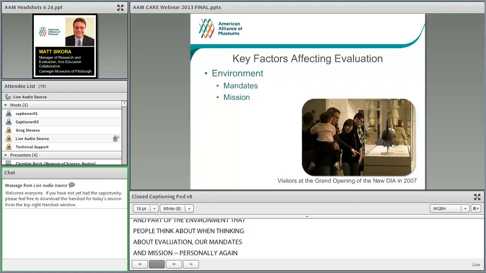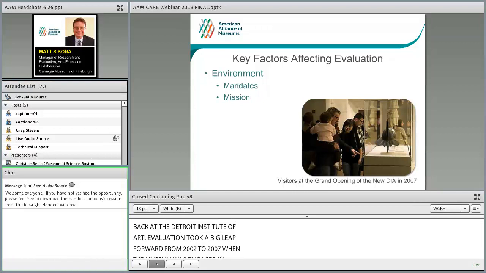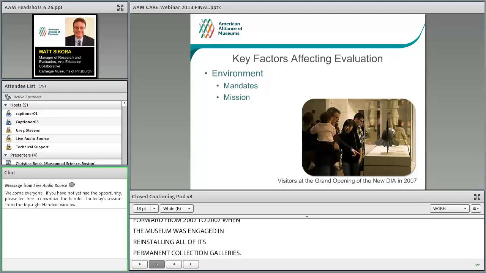Personally, again, back at the Detroit Institute of Arts, evaluation took a big leap forward from 2002 to 2007 when the museum was engaged in reinstalling all of its permanent collection galleries. It was the central focus of the museum's work at the time. It was mandated that the new galleries would be more inviting to a broad range of visitors, which led staff to really seek the help of visitor evaluation to help guide their work. So even though the museum had been doing kind of piecemeal evaluation here and there, that's when it really coalesced and really started to drive forward with that big event in the museum's history.